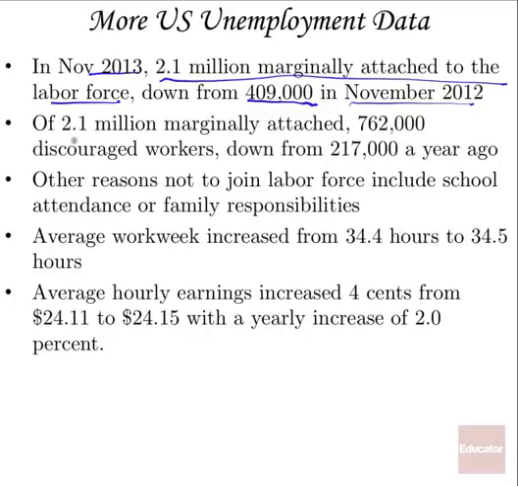So of the 2.1 million marginally attached workers, 762,000 were discouraged workers. So about a third are discouraged workers. And again, that's down by 217,000. We had roughly 1 million discouraged workers in 2012, and it was reduced to 762,000. So these people might actually be unemployed now, but there's an argument to be made that it's better to be unemployed than it is to not be part of the labor force, right? So there is an argument for that.